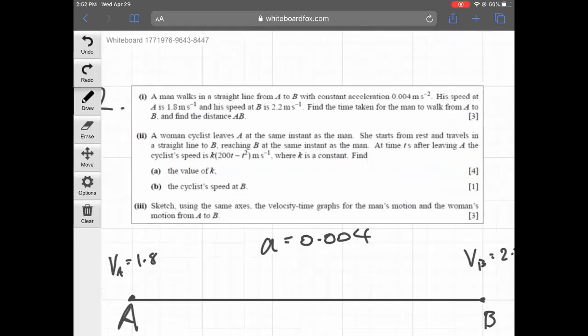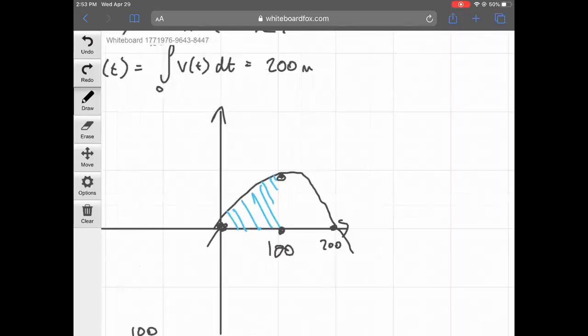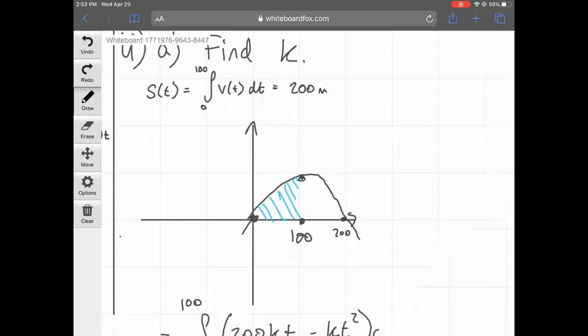How long do we have? We've not got very long. Sketch, using the same axes, the velocity-time graphs for the man's motion and the woman's motion from A to B. Well, I haven't got any axes here. Okay, I have a sketch down here that I can look at.